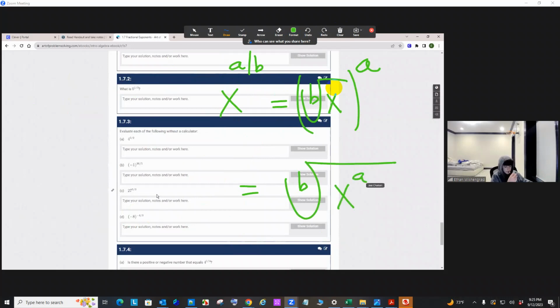Do you see that? You may want to write that. If that's not completely clear, you should write that down in your notes, because this is absolutely basic.